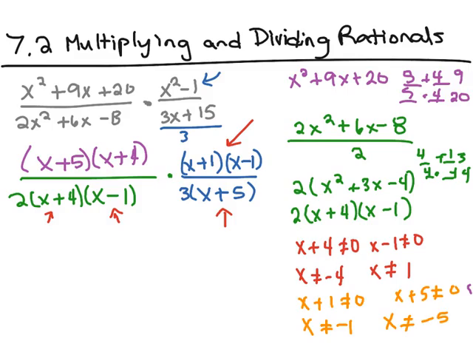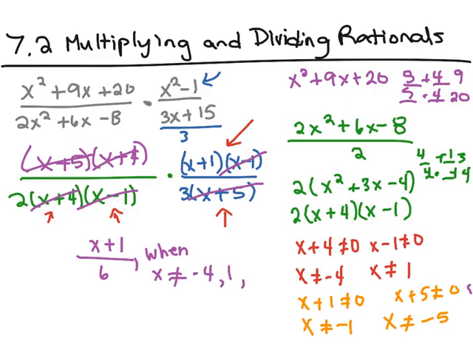-5. Now, because we're multiplying, we can cancel the tops and the bottoms, so this will cancel, and this will cancel, and this will cancel. So we should be left with x plus 1 on the top over 2 times 3, which is 6, when x does not equal -4, 1, -1, or -5.